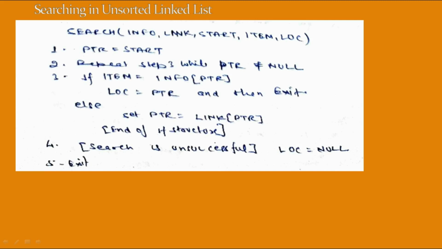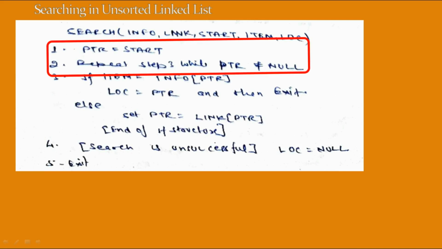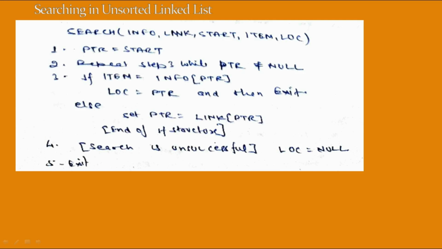Next is the searching algorithm, that is, searching in an unsorted linked list. To search for an item in an unsorted linked list, we have to compare the item value with the info field of each of the nodes. So we perform traversing from the first node up to the last node. In the first step, PTR equals start, then repeat step 3 while PTR is not null.